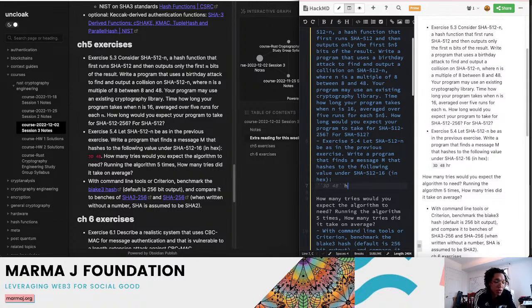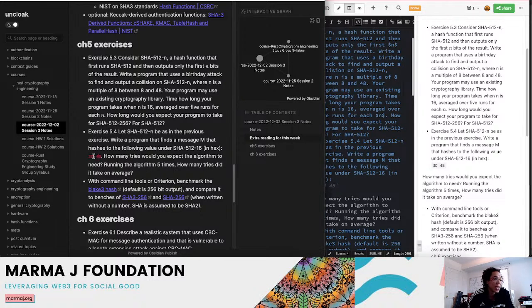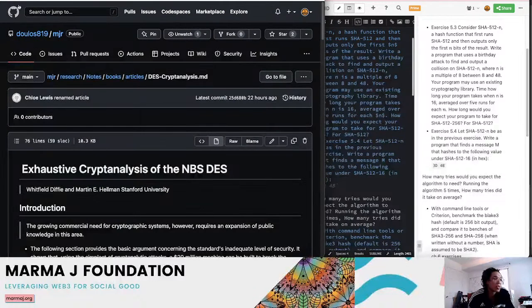What if I wrote rust? No, it's keeping it in the... That worked. How did he get them to be different colors like that? Am I going to have to check the GitHub? Let's see.